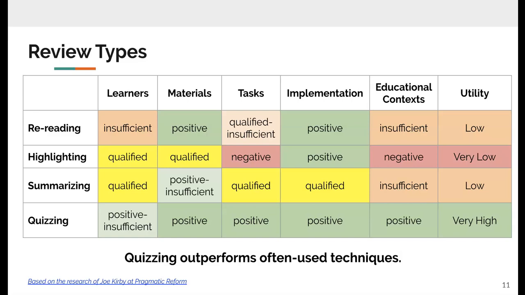Another popular method of reviewing is asking students to summarize the work that they've already read. And the last one involves quizzing as review. As demonstrated in the chart, quizzing outperforms all of the other often used techniques. In fact, some of them, like highlighting or just having students reread, may result in negative outcomes for your learners.